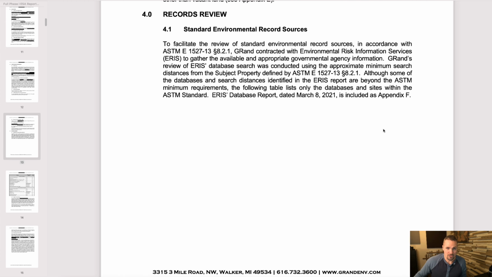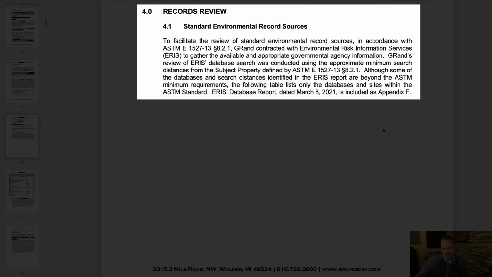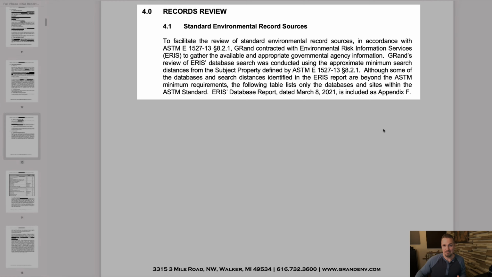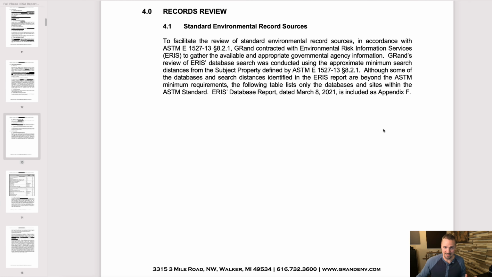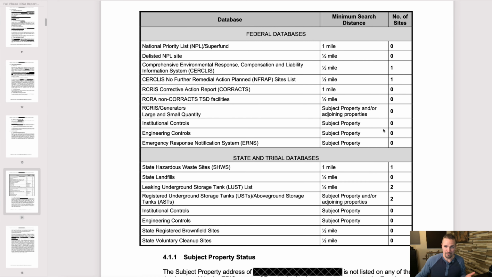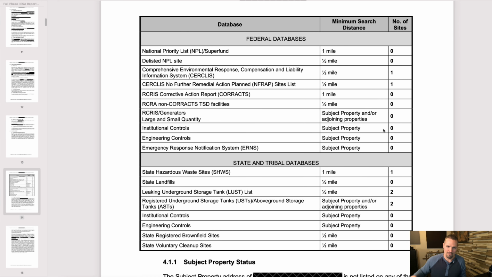Moving on here, records review. This is where they start looking at a lot of government managed databases and other things like that that point out potential recognized environmental conditions. So we scroll down here. This table is showing a federal database of all these different sites with known environmental issues that are within a half-mile or mile radius around the property. All these oddball names here are, for example, a state landfill or a hazardous waste site or national priority list. So this is, I believe, a list of sites with known contamination and past issues.